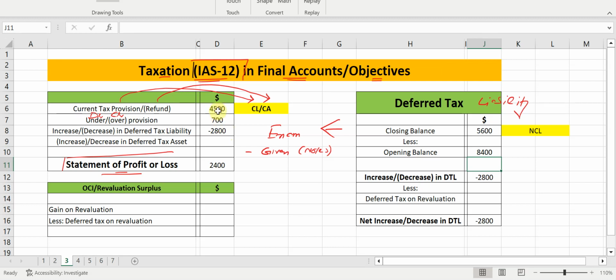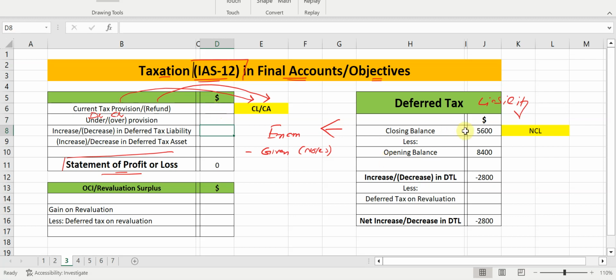So the current year tax estimate is the expense, that is why we took the positive figure. Under provision increases the tax charge, that is why we are adding it in the current year expense, and a decrease in the liability is a reduction in expense, that is why we are deducting it. So which figure goes to the statement of profit or loss? 2400 goes to the statement of profit or loss, 4500 goes to the current liability, and 5600 goes to the non-current liability.